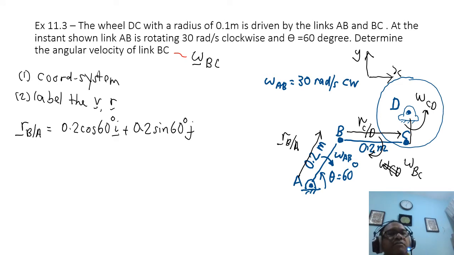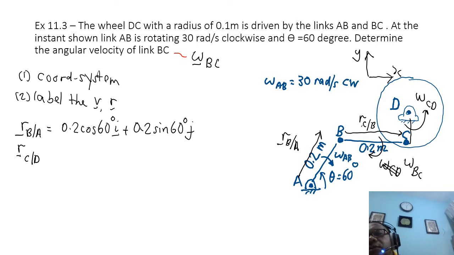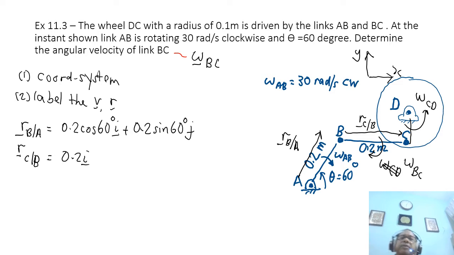Do we know what the position vector C relative to B is? Yes, we know it. Sorry, this is C relative to B, I have to clear this. So this position vector is the position vector C relative to B, which is 0.2 meter to the right, so 0.2i. All units are in meter.